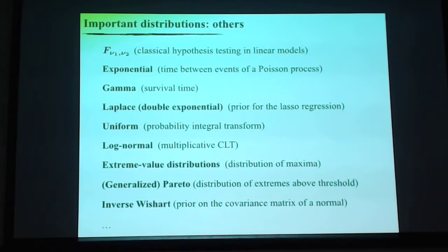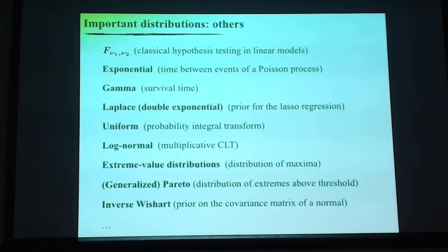Also, the exponential distribution is used to model lifetimes. I don't know about it in astronomy. I know about biostatistical applications. Gamma is used the same way, survival time. I personally used it also to generate random error bars for models where you have heteroscedastic models.